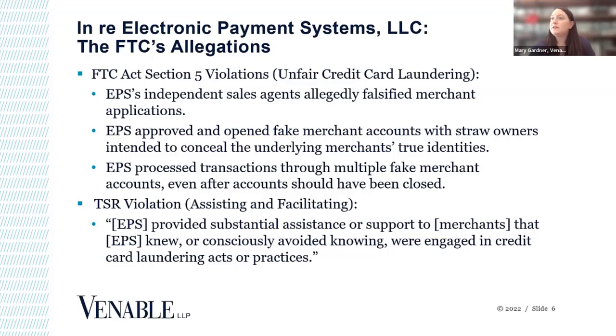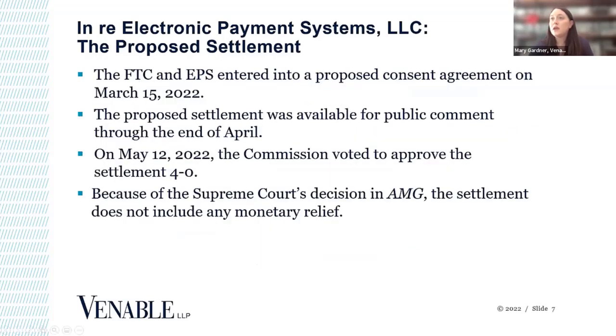On March 15th, the FTC and EPS entered into a proposed consent agreement to settle the administrative complaints. Under the provisions of the FTC Act, that settlement was in the Federal Register and available for public comment for 30 days. And on May 12th, the commission voted 4-0 to approve the settlement.